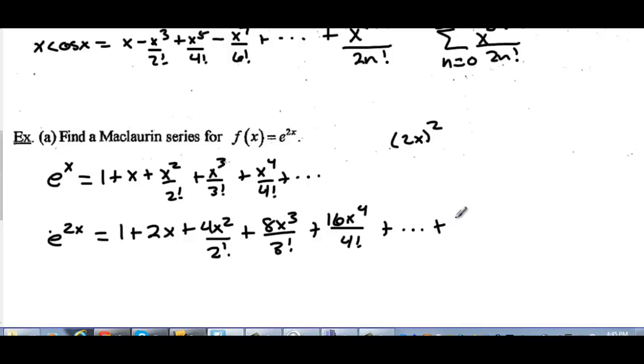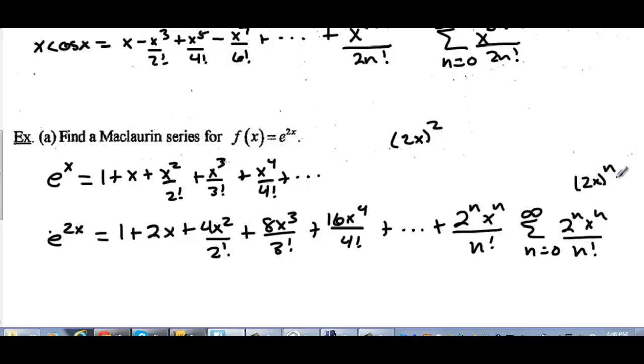The nth term is 2 to the n if I start at 0, because that's 2 to the 0, 2 to the first, 2 squared, 2 to the third, and so on. And then we have x to the n, x to the 0, x to the 1, x to the 2, and then that's all over 0 factorial, 1 factorial, 2 factorial, so that's n factorial. The series is n equals 0 to infinity of 2 to the n, x to the n over n factorial, and we could probably write that as 2x to the n.